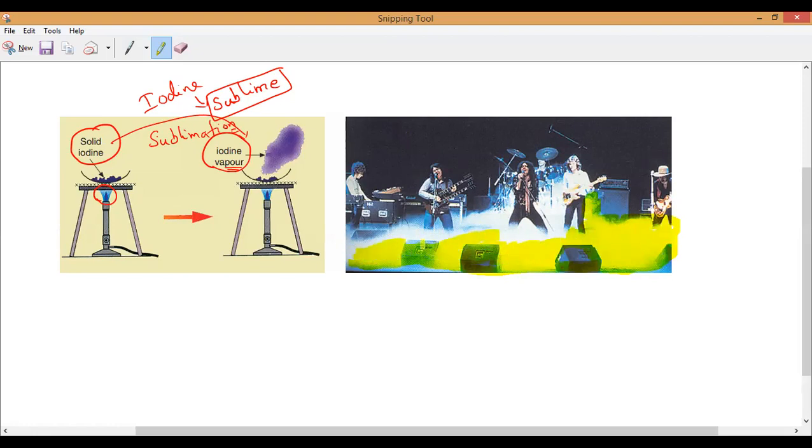So I will tell you what this smoke is. Actually, it is dry ice. Dry ice means, you might already know, what is dry ice?